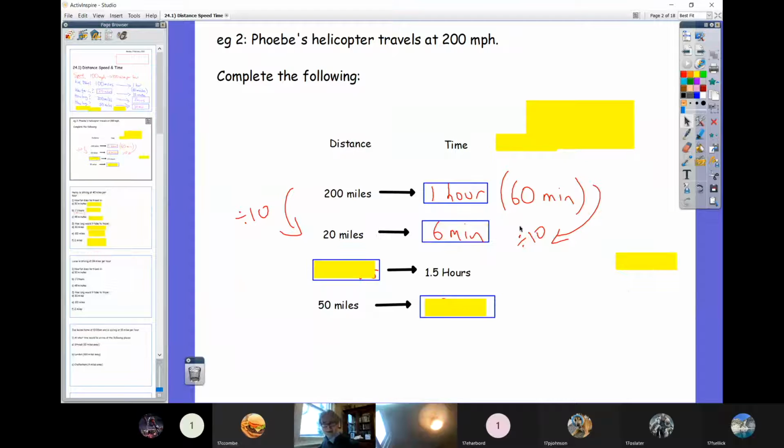Okay, and then a bit trickier, how far would you go in 1.5 hours? Well, if 1 hour is 200 miles, half an hour will be 100 miles. So altogether that would be 200 plus 100, which is 300 miles.